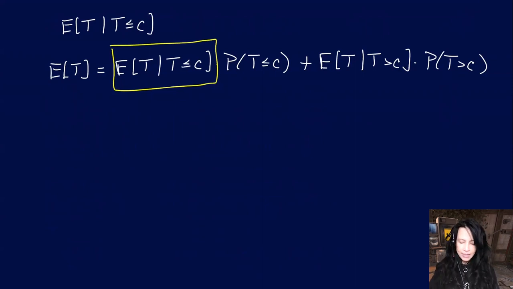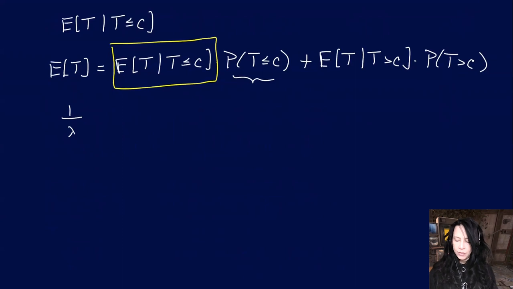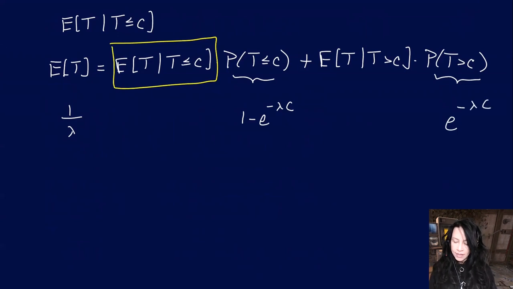On the left side, the expected value of t is 1 over λ. This in here is the CDF for t evaluated at c. So this is 1 minus e^(-λc). Over here, this is the tail probability, so it's 1 minus what I just wrote down. This is e^(-λc). And so we need to find this, and then we can solve for the thing in the yellow box.